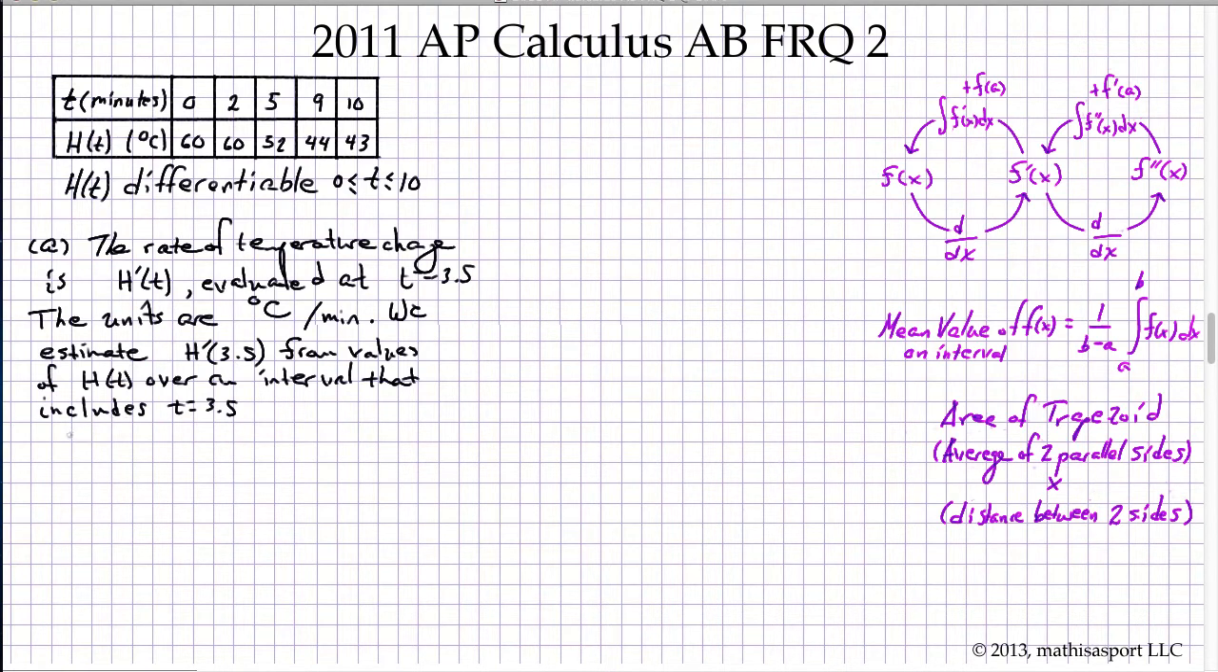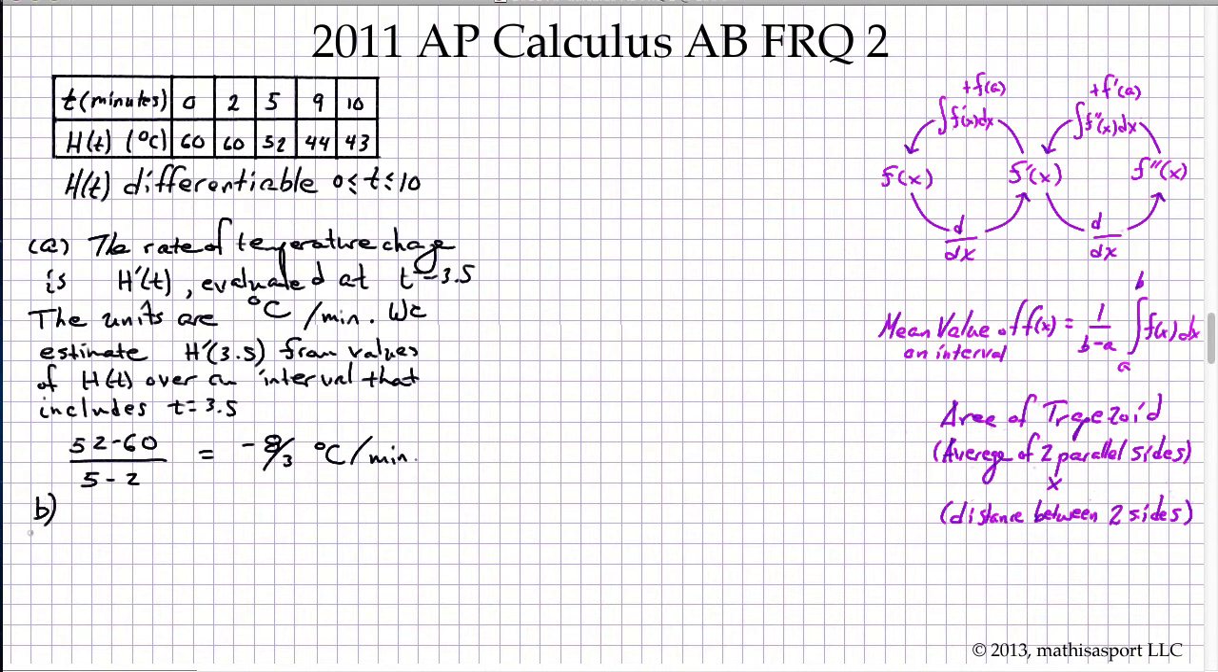And so now we calculate 52 minus 60 over 5 minus 2. In other words, h of 5 minus h of 2 over 5 minus 2. And that's going to give us negative 8/3 degrees Celsius per minute.